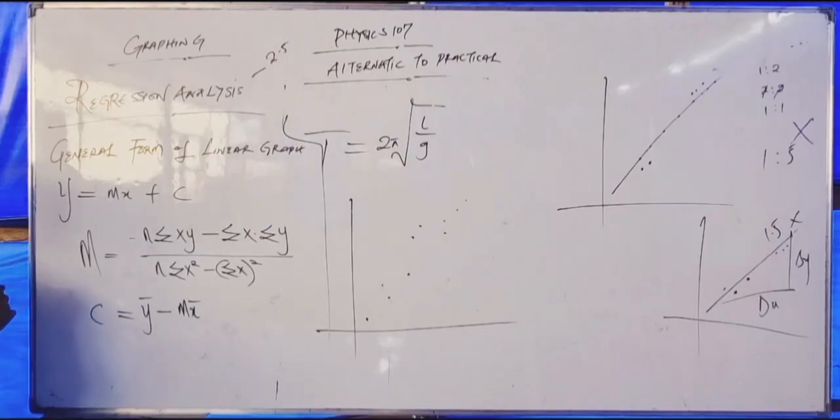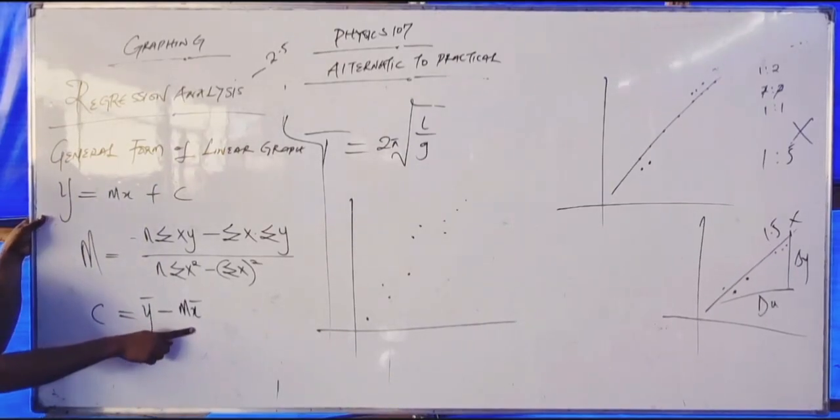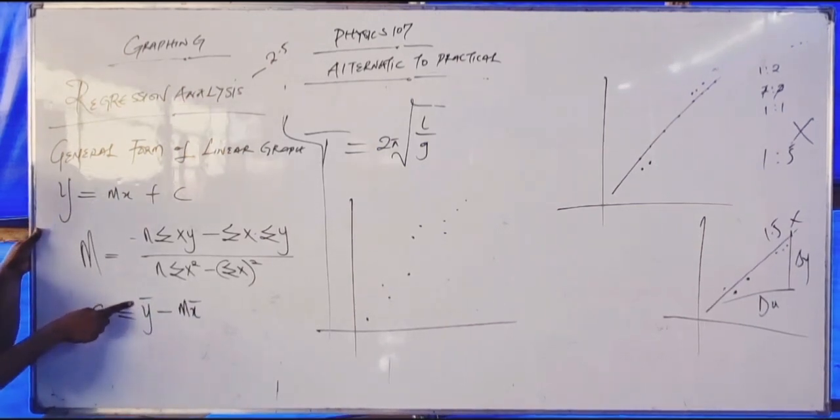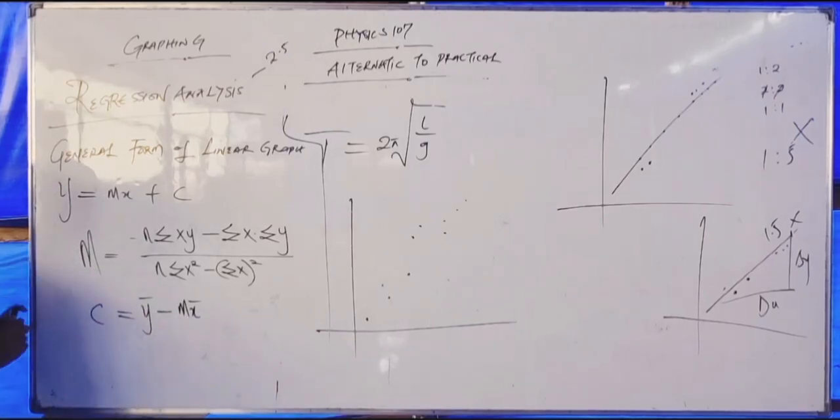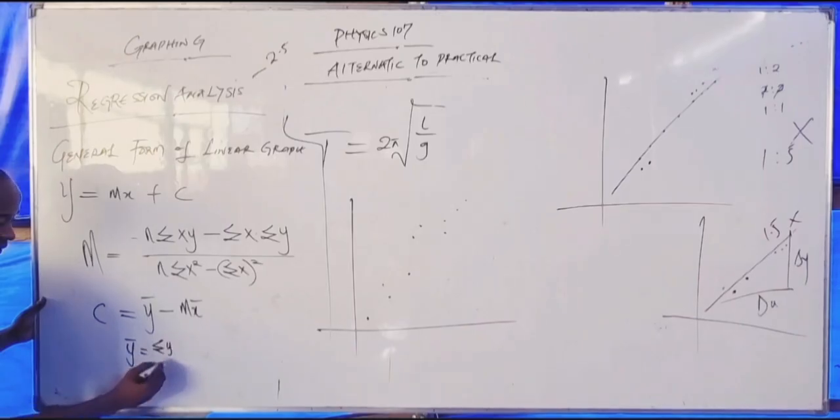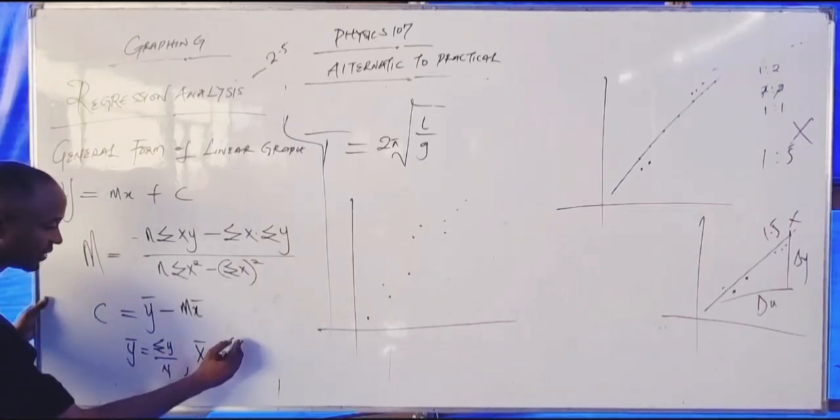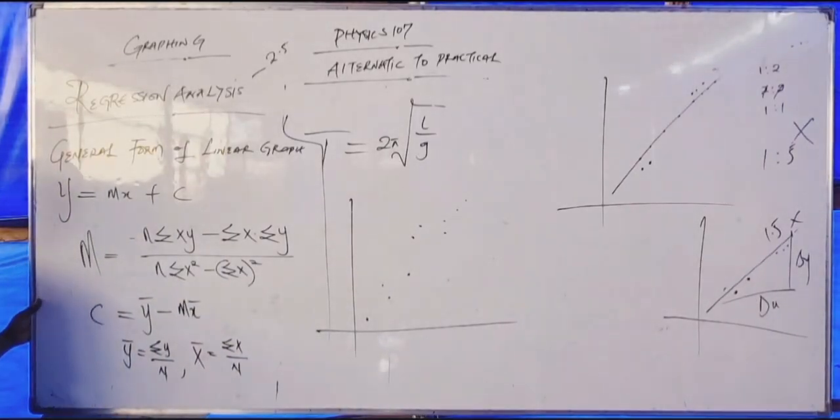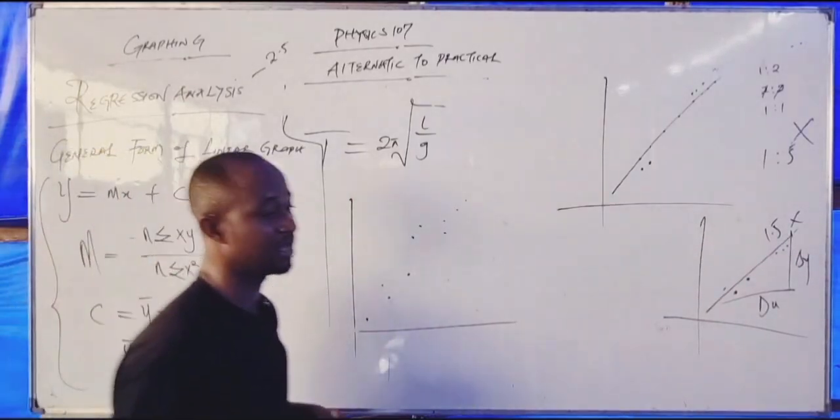The formula for c is like moving this across. This becomes minus m x, but the difference is I have to put a bar here. y bar means the mean of y. x bar means the mean of x. So the formula for y bar is simply the sum of y over N, and the formula for x bar is the sum of x over N. Please put this down. These are the formulas you need under regression analysis.